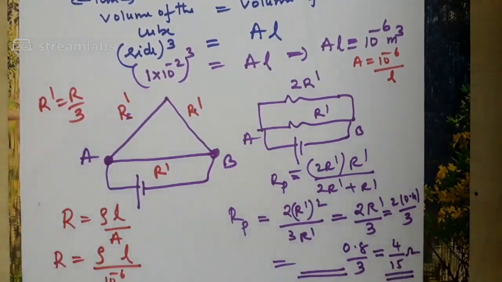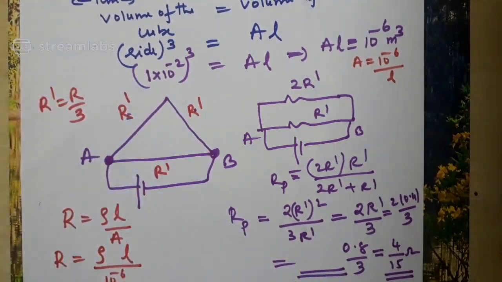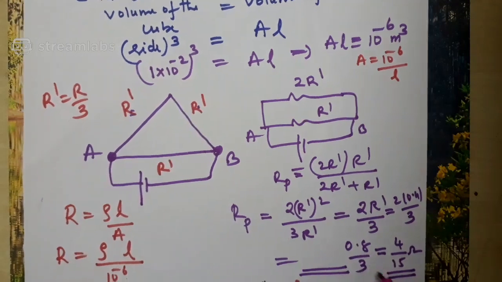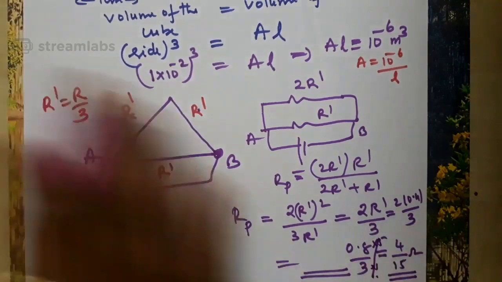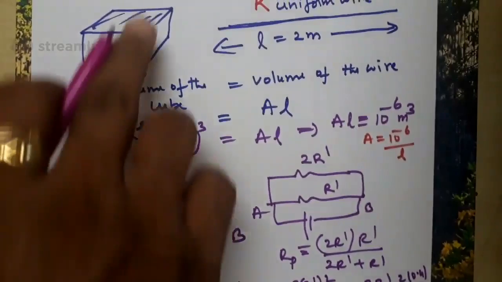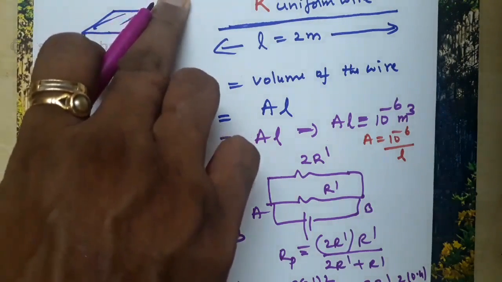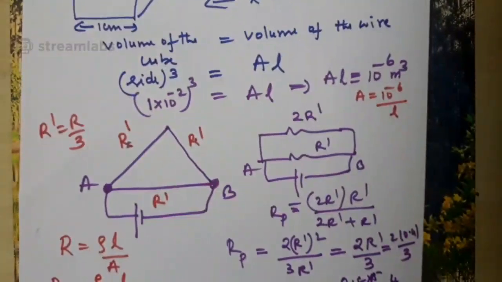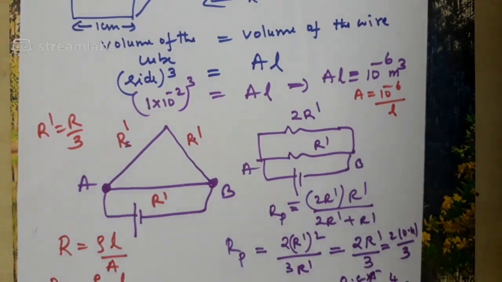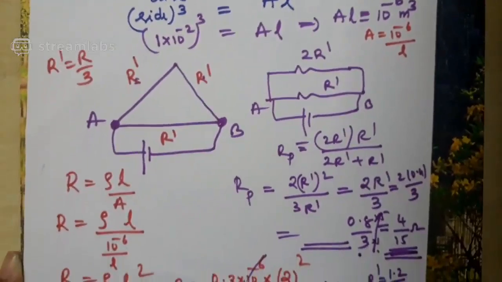Out of the given options, it is 4 by 15, just because you can multiply both numerator and denominator by 5. 0.8 into 5 is 4. 3 into 5 is 15. That is what I did. Or you simplify the options, you will get the answer. 4 by 15, if I divide, 5 3s are 15, 5 8s are 40. So this is the answer. 0.8 by 3 ohm, 4 by 15. Clear? Complete the problem.